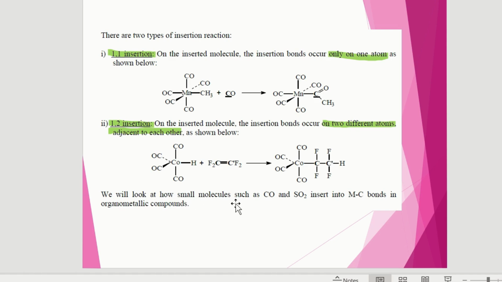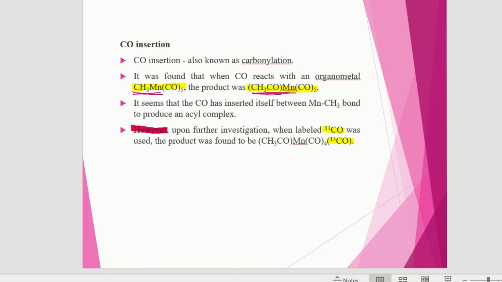Okay, we will look at how small molecules such as carbonyl insert into a metal to carbon bond in an organometallic compound. As you can see from this reaction, it seems like just a direct insertion of our new ligand to the central metal. Now we look at CO insertion. As I mentioned earlier, from the reaction, it seems like a direct attachment between our ligand and the central metal.